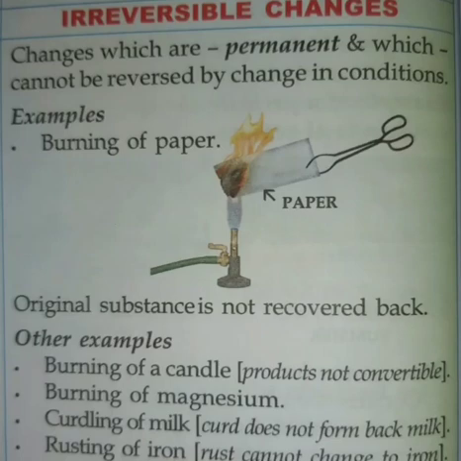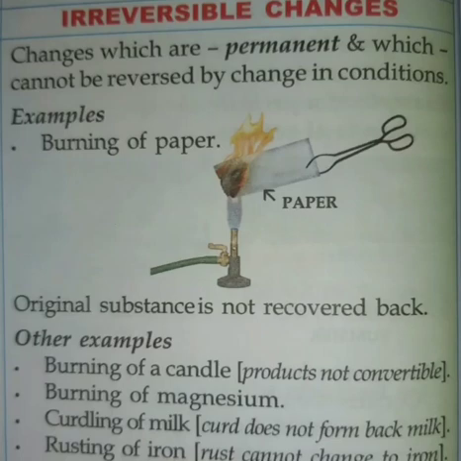So what are the examples? You can say burning of a candle. When a candle is burned, what is produced? You can find water vapor and carbon dioxide. New substances are formed and you can't get that candle back again. So what is this? It is an example of chemical change. That is an example of irreversible changes.